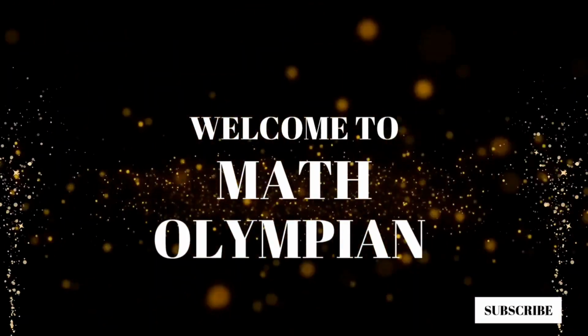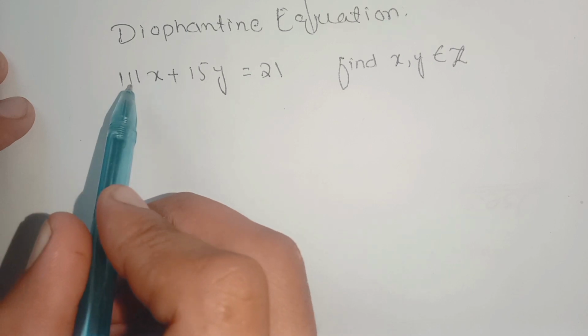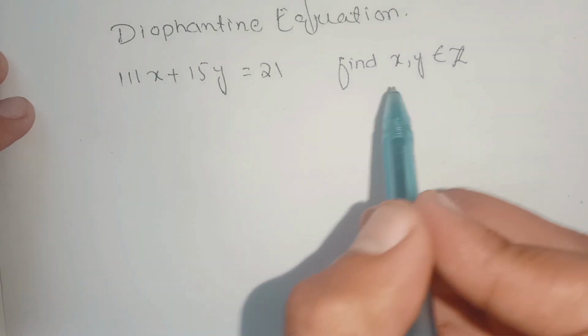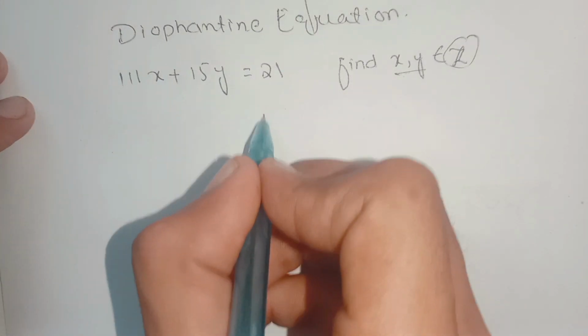Hello everyone. In this video, we are going to solve this Diophantine equation. We have 111 times x plus 15 times y equal to 21. We have to find the value of x and y in integers. So let's go to the solution.